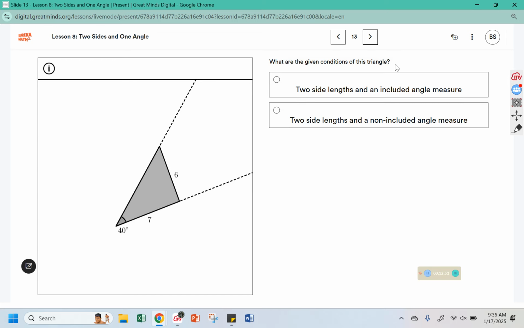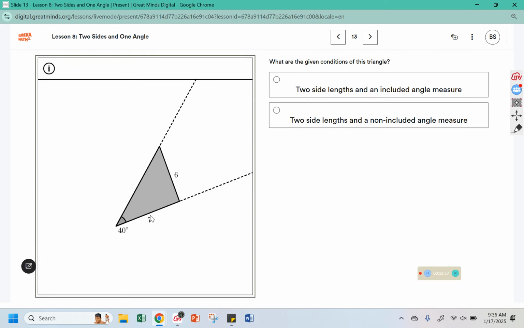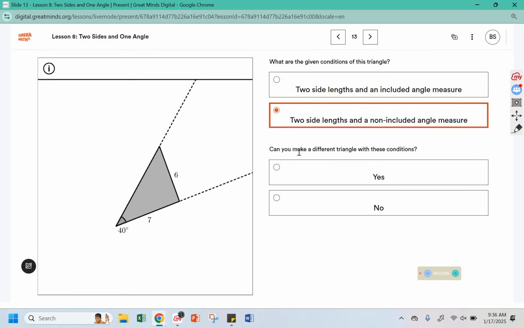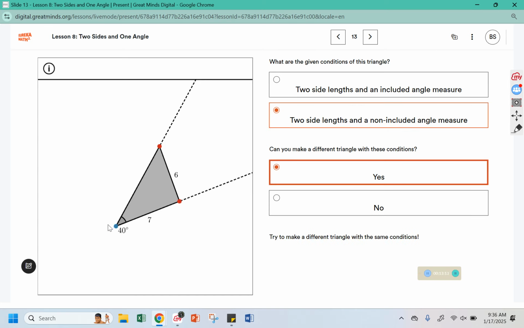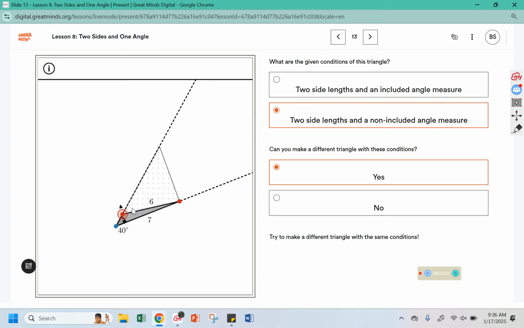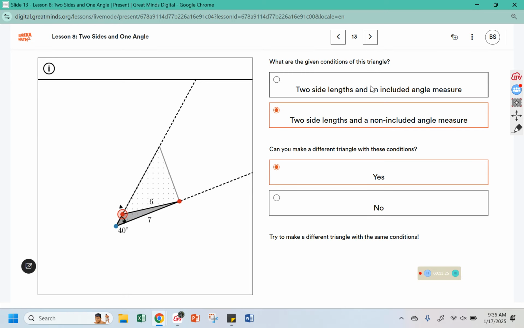What are the given conditions of this triangle? I have 2 side lengths, and this angle is not between them, it's next to it. So that's 2 side lengths and a non-included angle. Can you make different triangles with these conditions? Yes, because that 40-degree angle is an acute angle. Then it says try to make a different triangle with these conditions. There's a smaller version.